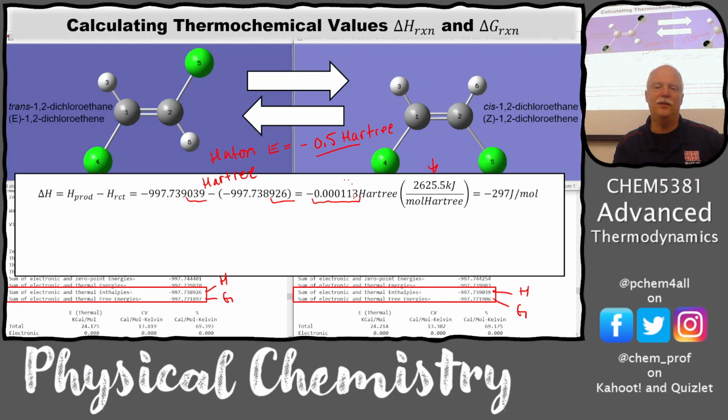So we end up, and these are significant, right? Convert those to kilojoules per mole, and it's 0.297. So I just moved the decimal place, and it's now 297 kilojoules per mole, negative. And so this is exothermic, right? When it flips, it releases some heat. It's exothermic. Okay. Let's do the G value.